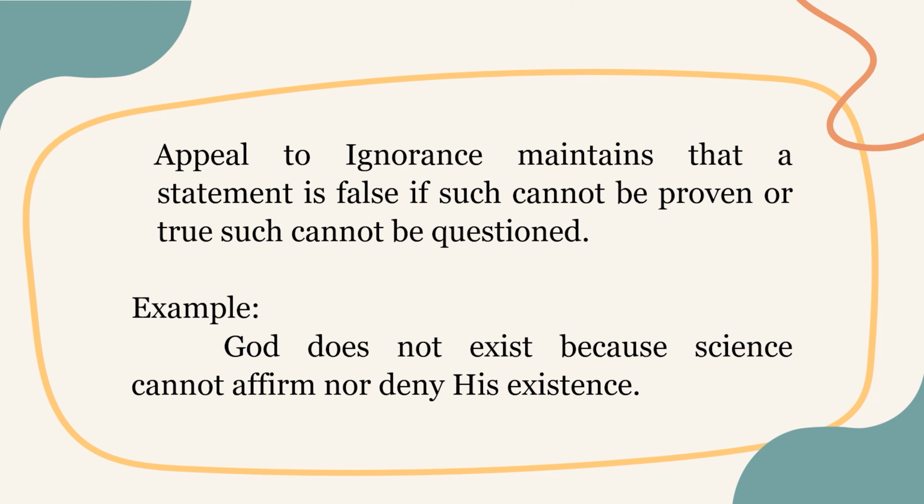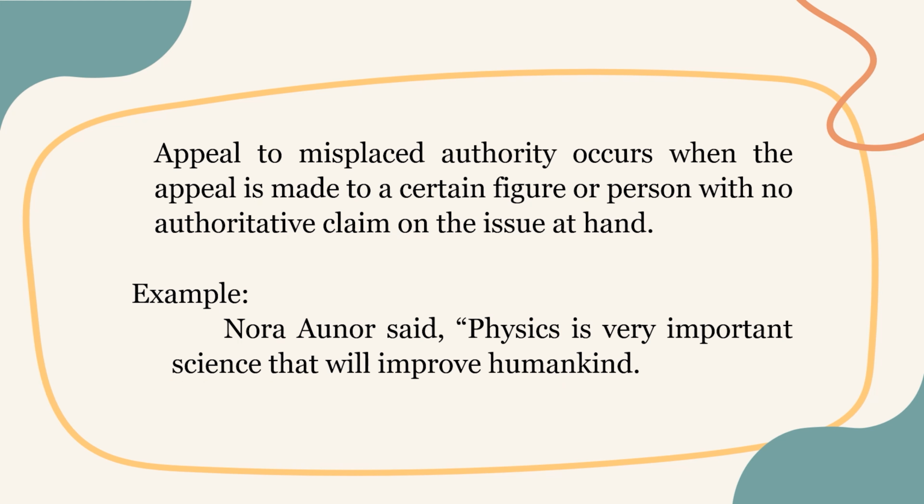The appeal to misplaced authority occurs when the appeal is made to a certain figure or person with no authoritative claim on the issue at hand. Example: Nora Honor said, "Physics is very important science that will improve humankind." The appeal to misplaced authority fallacy arises when an argument relies on the endorsement or statement of a figure or person who lacks expertise or authority in the relevant subject.